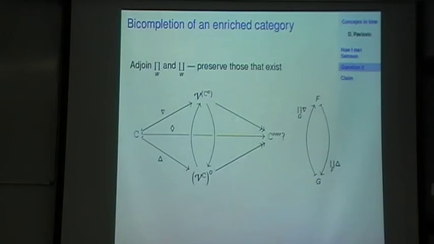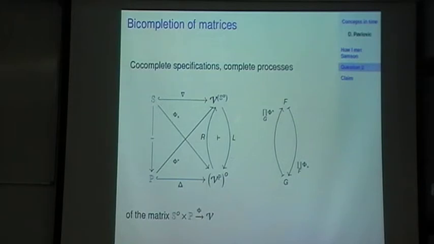So we would like to join weighted limits and weighted co-limits while preserving those that exist. And the adjunction works exactly the same. And V, for instance, if it's the positive real numbers, all of this is stated about metric spaces, and some of that is in the paper which is in the proceedings.